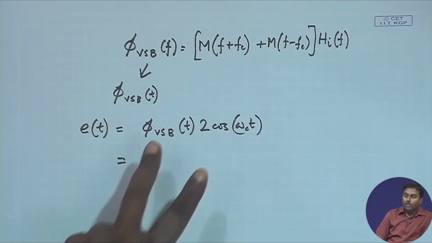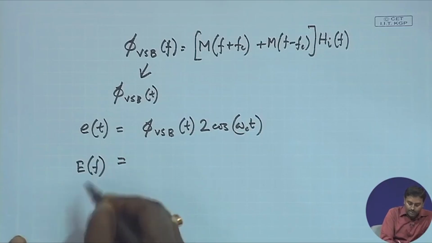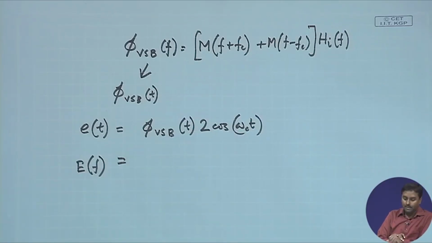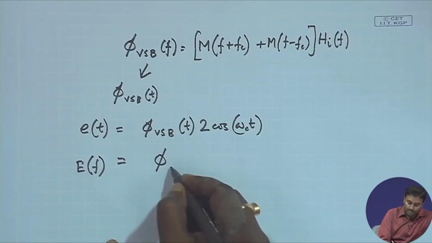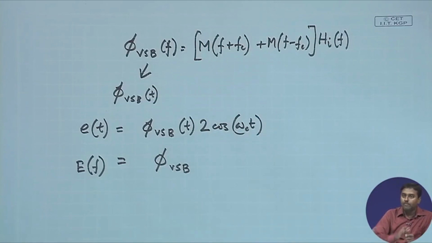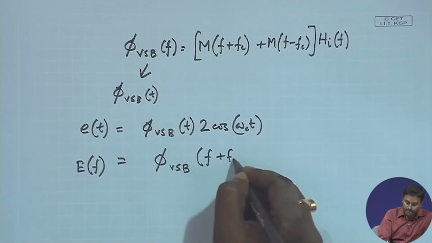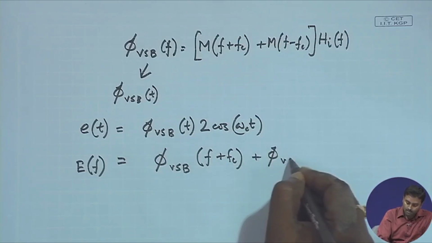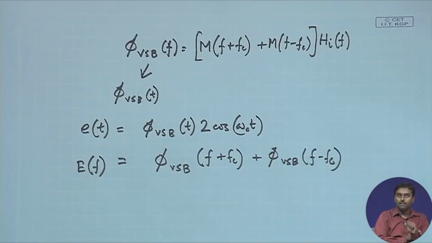So, immediately, in the frequency domain, how will it look? If I just try to plot EF, that should be phi Vsb, now 2 cos omega ct if I have given, so it should be plus Fc, minus Fc. So, this should be F plus Fc, right. So, this is what we get after modulating this.